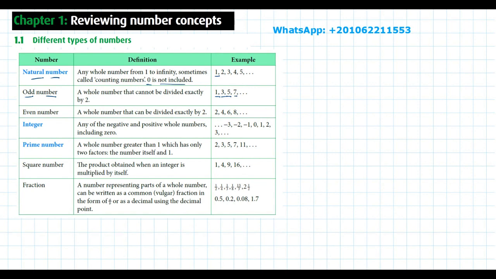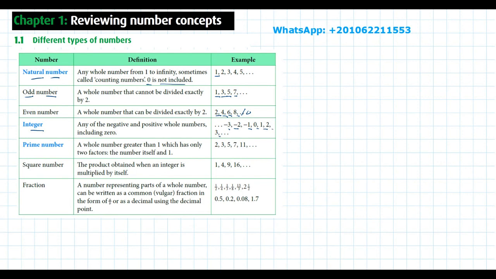About even numbers: an even number is a whole number that can be divided exactly by 2, such as 2, 4, 6, and 8, etc. These numbers are divisible by 2. Numbers like 2, 4, 6, 8, and 10 are even numbers. What about integers? The integer set consists of negative numbers, 0, and positive numbers.